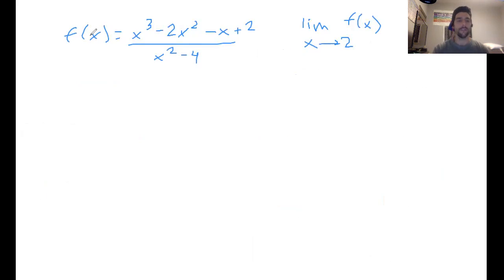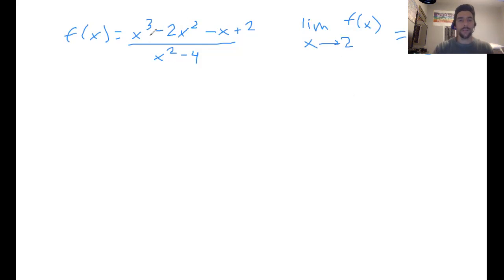So right here I have the function f of x is equal to x cubed minus 2x squared minus x plus 2, all divided by x squared minus 4. And I'm curious to know, what is the limit of this function as x approaches 2? Well, if we plug in, and trust me on this, you can also do it, we end up with indeterminate form, which just tells us that we don't know for sure what the limit is. So now we have to go into our bag of tricks to figure out what is this limit.